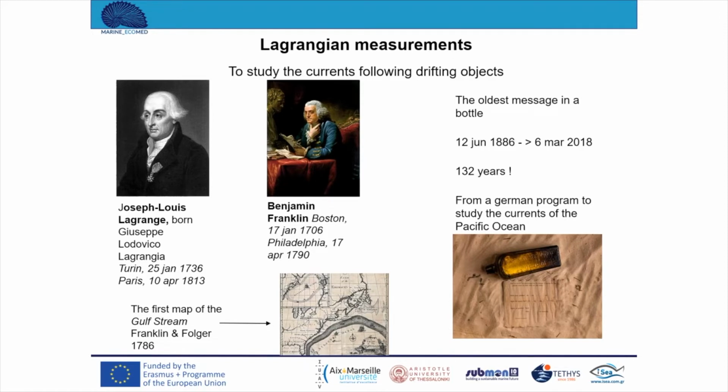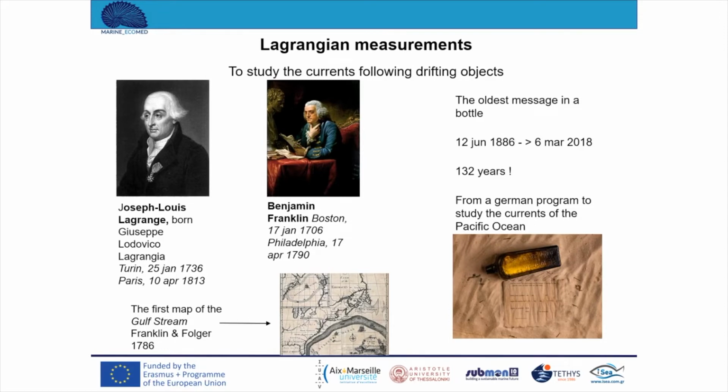together with Benjamin Franklin, who, using this kind of measurements, provided the first map of the Gulf Stream in the 18th century. At that time, the instrument was a simple bottle with a message inside with the date of release. When people found this bottle with the message on different beaches, they sent the message to a research institution, and a researcher could know the destiny of these bottles.